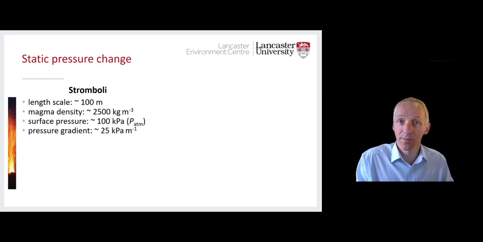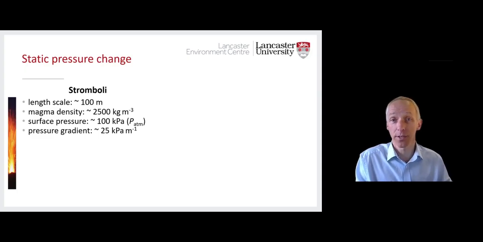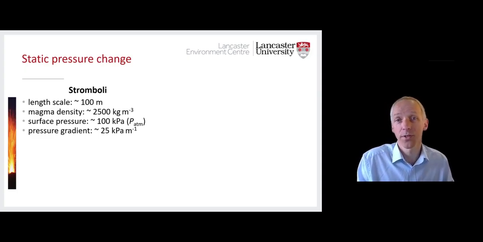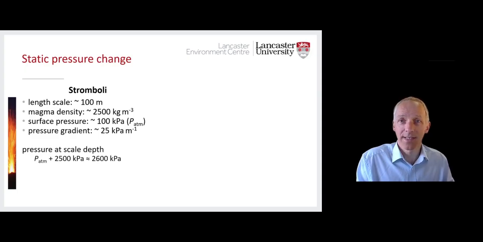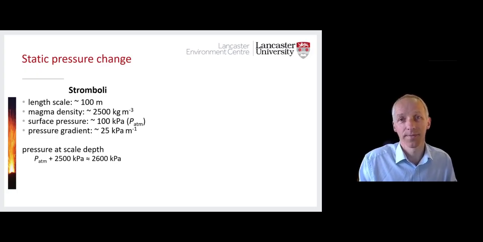So, considering this static pressure change for Stromboli, over the length scale of approximately 100 meters, we can compare the pressure at the depth of 100 meters in the magma column to the pressure at the surface. At the surface, we have atmospheric pressure at approximately 100 kilopascals. Within the conduit, for a magma density of 2,500 kilograms per cubic meter, we have a pressure gradient of 25 kilopascals per meter. So this means that the pressure at scale depth is approximately 2.6 megapascals, or 2,600 kilopascals.